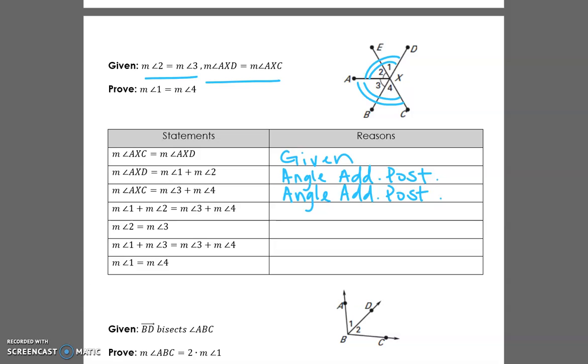Okay, next, they make the claim that the measure of angle 1 plus the measure of angle 2 is equal to the measure of angle 3 plus the measure of angle 4. Now, I think that they have combined this statement and this statement. Everywhere they saw AXD, we could replace it with angle 1 and angle 2. Everywhere we see AXC, I can substitute in the measure of angle 3 and the measure of angle 4. So this looks like substitution property of equality.